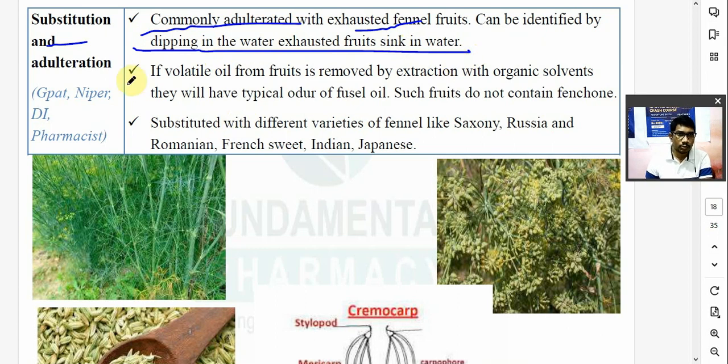If the volatile oil from the fruit is removed by extraction with an organic solvent, what will happen? It will have a typical odor of fusel oil, meaning it will have a false odor. Such fruits do not contain fenchone. It is substituted with different varieties of fennel. Other varieties used as substitutes are Saxony, Russian, Romanian, French sweet, Indian, and Japanese. These are some varieties of your fennel fruit which are used as a substitute.